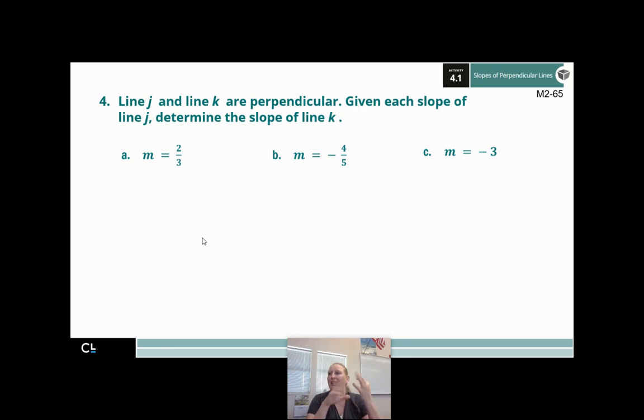You've got line J and line K, and they are perpendicular. Given the slopes of line J, these are all slopes for line J, I would like you to then find the slope for line K. Go ahead and hit pause to work these out. Hit play when you're ready to check your work.